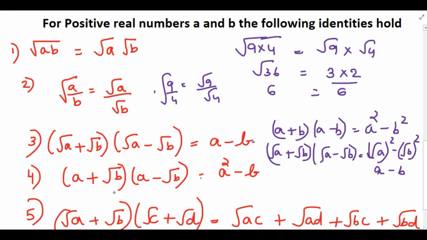Now fourth one, (a plus root b) into (a minus root b) equal to a square minus b. This also follows the same identity, (a plus b) into (a minus b) equal to a square minus b square, because here a doesn't have a root, so we are writing a square, and b is having a root, so (root b) the whole square is nothing but b. If you have doubt, see, (root 4) the whole square means root 16, and root 16 is nothing but 4. Same way, (root b) the whole square is b.